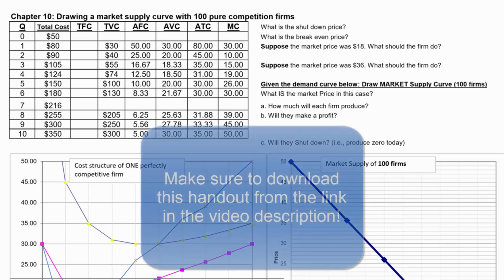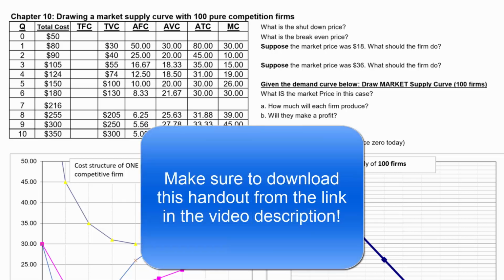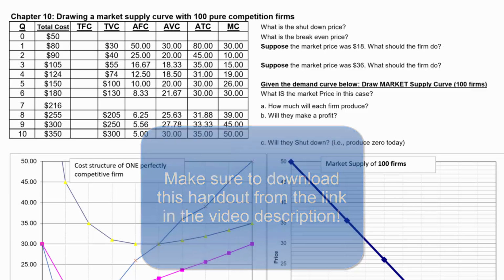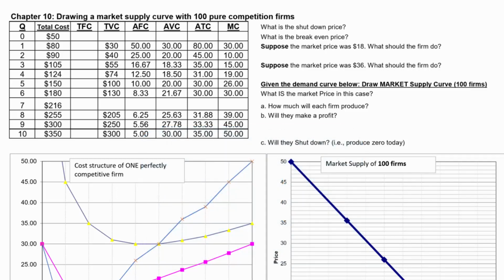Alright, in this video we're going to build on the idea of analyzing a cost table with a pure competition, or perfectly competitive, firm. In pure competition, we're assuming that there are a lot of little firms all producing the exact same thing. And usually we add one other assumption, and that is that most of these little firms are going to be pretty much alike in terms of their cost structure.